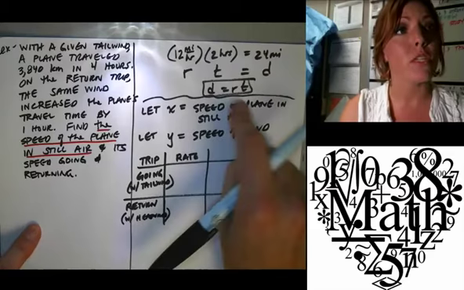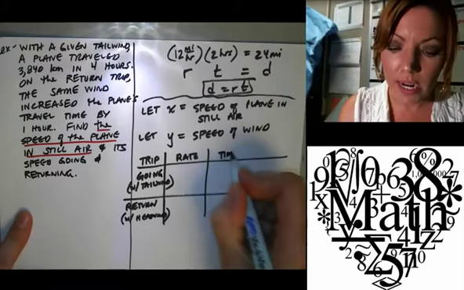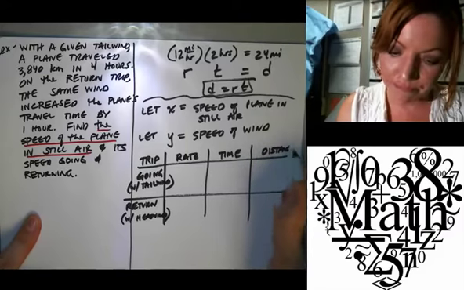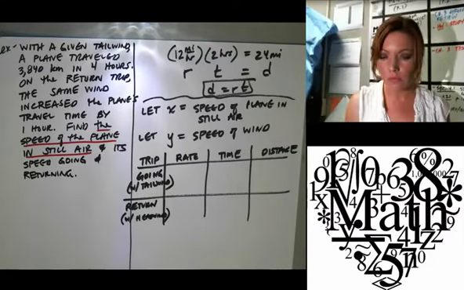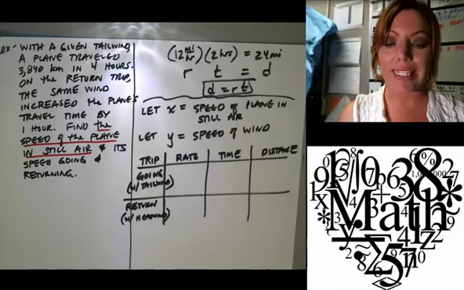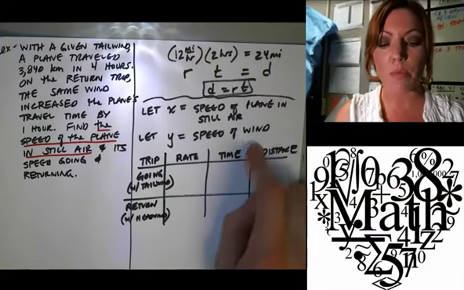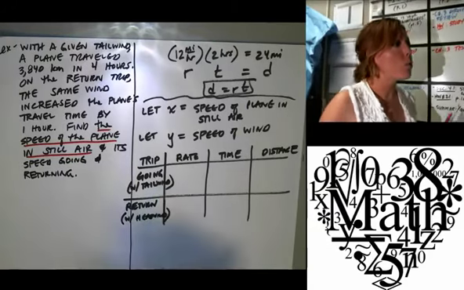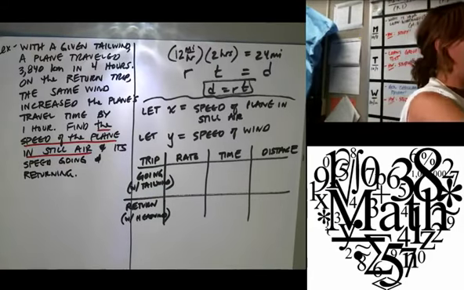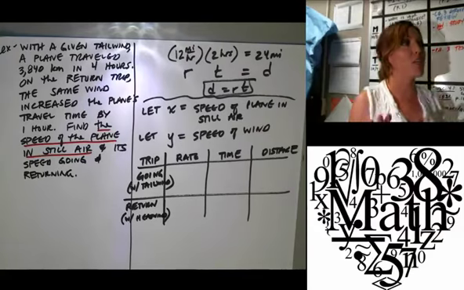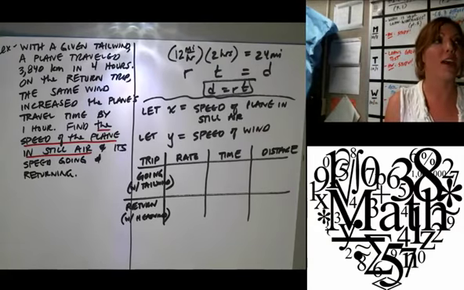All right, so here we go. We have our 3 variables that we need: rate, time, distance. Now, again, if x represents the speed of the plane in still air and y represents the speed of the wind, if on our trip that we're going to this place, we are going with a tailwind, think about it this way.